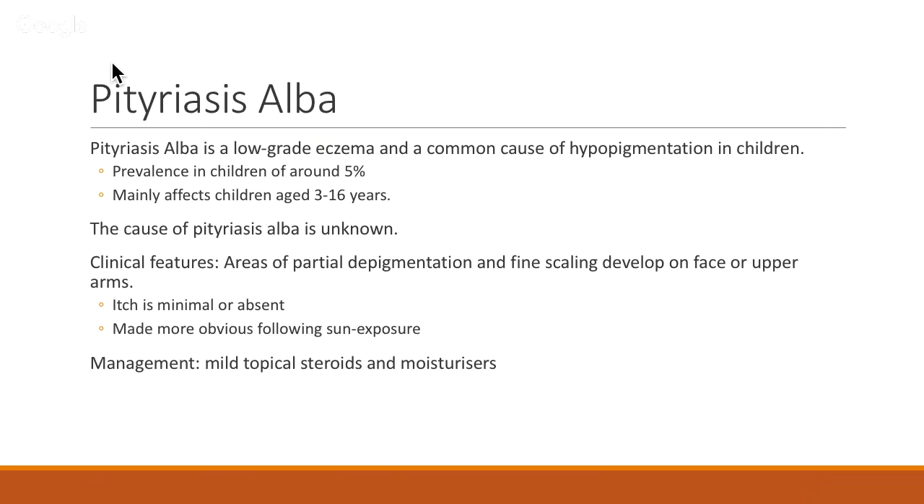It's a common cause of hypopigmentation in children. And it's most obvious in darker skin children, or say if children have been out and they've suddenly gotten a tan, then you can recognize the hypopigmentation a bit more easily. Prevalence in children is around 5%, and as mentioned before, mostly children less than 16 years old. Clinical features, you get these areas of patchy depigmentation and fine scaling as well. Itch in this type of eczema is actually quite minimal, and it will be made more obvious after sun exposure, which can often be how they write it in the exam question stem. So management, again, mild topical steroids and moisturizers.